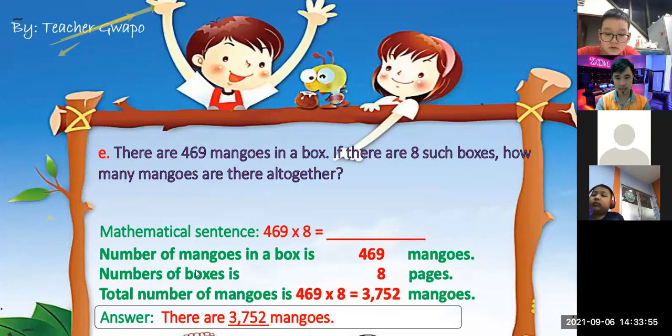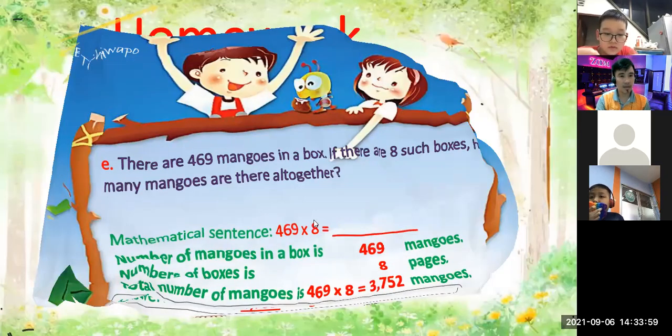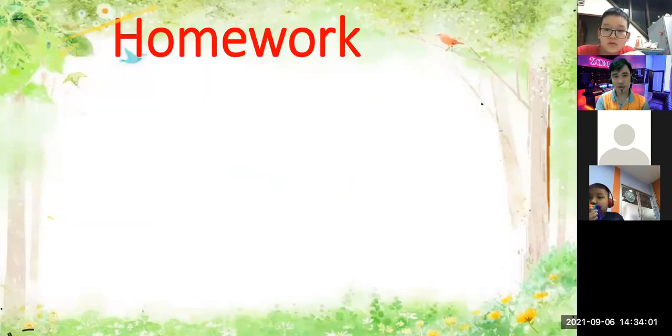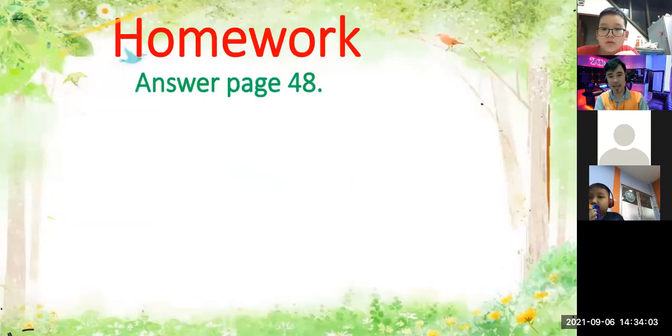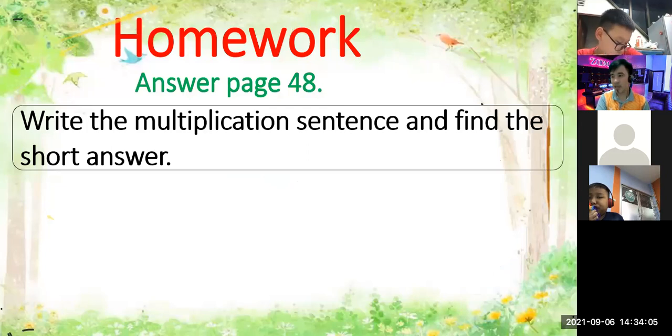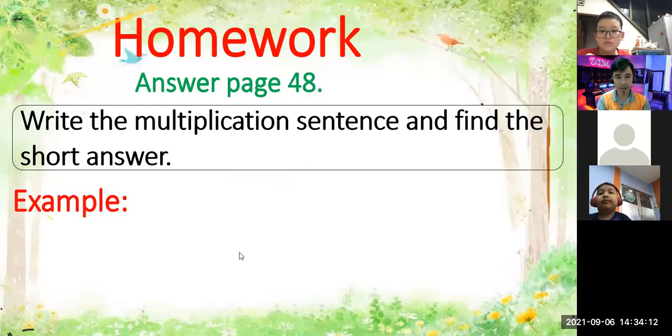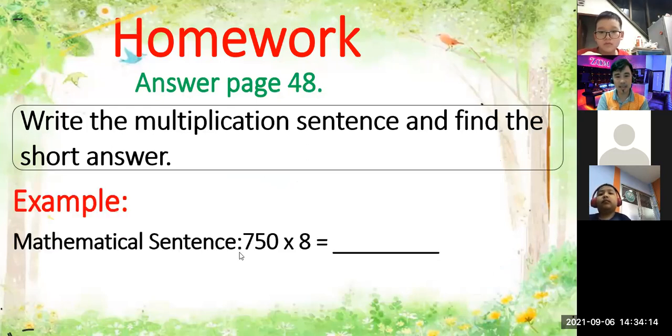Okay, so that's it. Thank you. And homework. What is your homework? Answer page 48. Write the multiplication sentence and find the short answer. Short answer only. For example, the mathematical sentence, then the answer, and then the short answer.